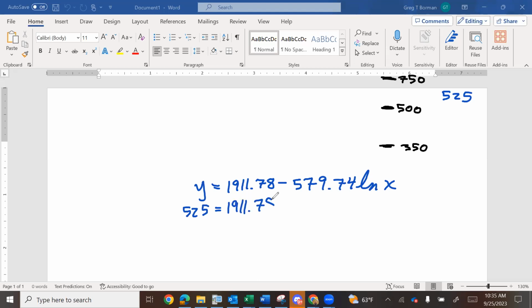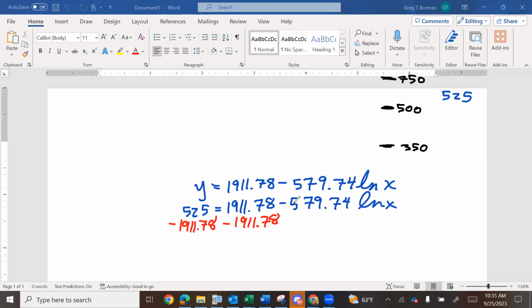And I write all this fun stuff out. Okay, now, what do we do to solve for x? Well, the first two steps are things we've seen in the past. We're going to first subtract away the 1911.78 from both sides. So nothing really mind-boggling there.